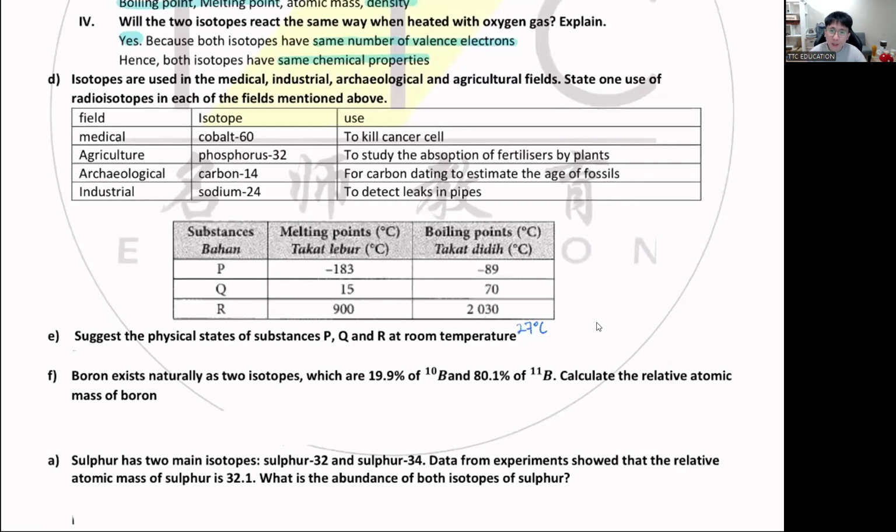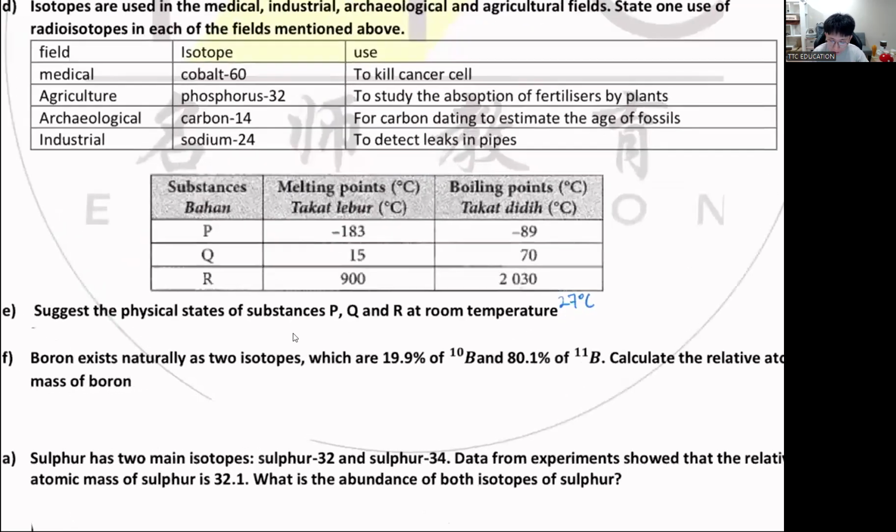I know nowadays in Malaysia it's a bit hot, the room temperature in Malaysia is not 27. But in a science lab, room temperature is 27. So at 27, how are you going to understand that? Is it solid? They ask for physical state, which means solid, liquid, or gas. So how do we find solid, liquid, or gas? You have to understand it like this.